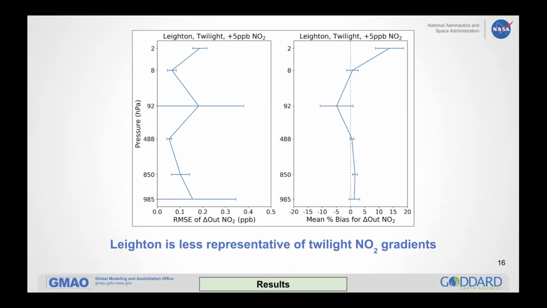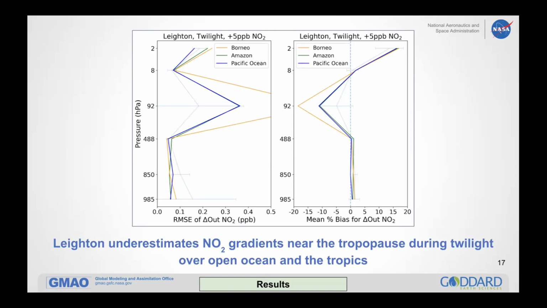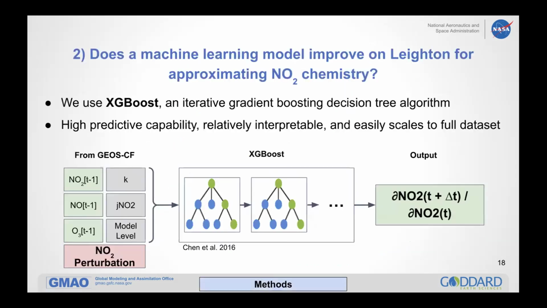Also, as we expected based on the literature, Layton performed a bit worse during twilight than during daytime, especially at the tropopause. So we saw that Layton does well for daytime NO2 and places with consistent NO2 chemistry, but struggles a bit more in areas with chemistry that's not represented in the latent relationship, as we might expect.